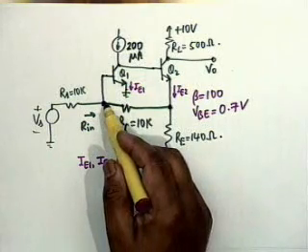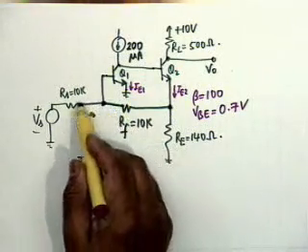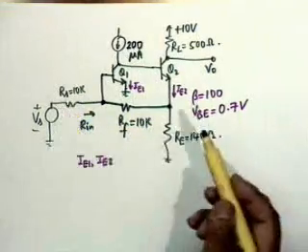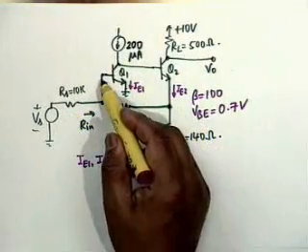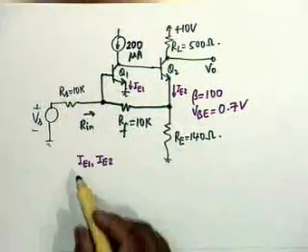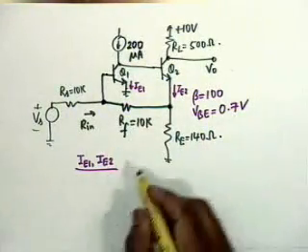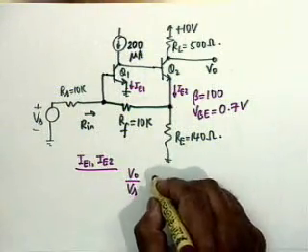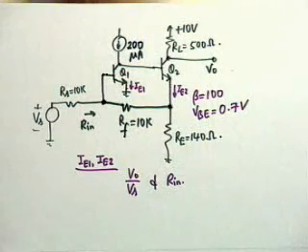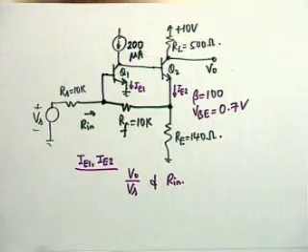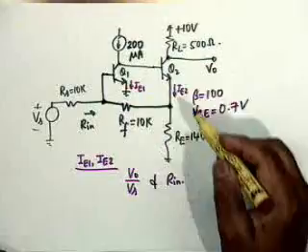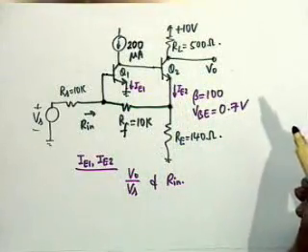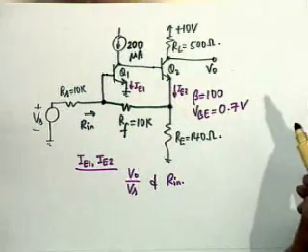This is 0.7 and therefore you can find this current and therefore you can sum up this current and this current and so on. But let me state the problem first. Find V0 by Vs and Rin. Okay. The major effort for this problem is in finding the two currents IE1 and IE2. Let me tell you how to do this.